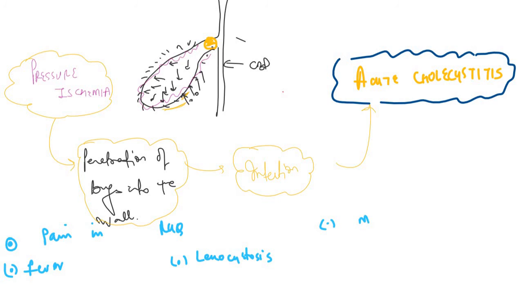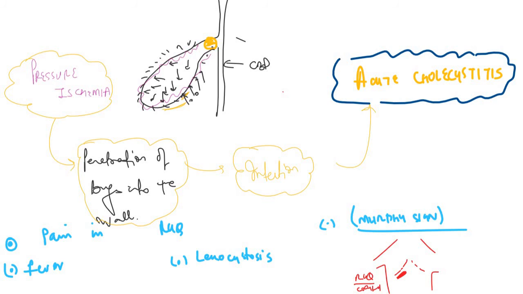There is something which is called Murphy's sign. Now I will ask you to pay a little bit of attention to Murphy's sign. What happens in Murphy's sign is that when we poke our fingers into the right upper quadrant costal margin and ask the patient to breathe, there is something which is called inspiratory arrest.